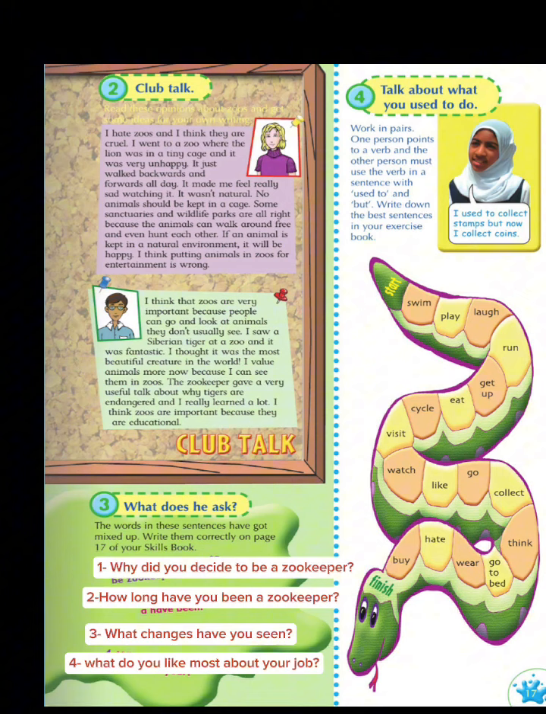Exercise number 4. Talk about what you used to do. Work in pairs. One person points to a verb, and the other person must use the verb in a sentence with used to and but. Write down the best sentences in your exercise book. Let's read this example. Let's choose the verb collect. I used to collect stamps, but now I collect coins.